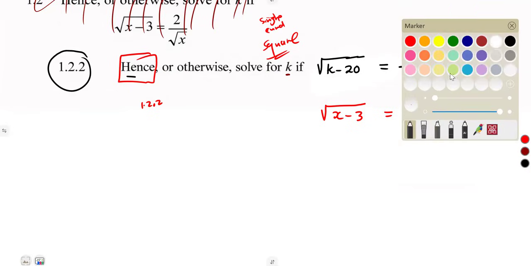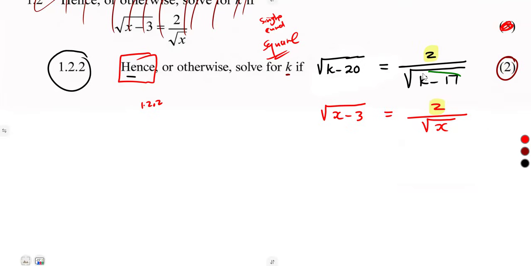What we have there is something under the square root. This part under the square root. This is also under the square root. So these two can be equated, 2 over the square root, 2 over the square root. So there's no way, guys, what is under the square root is supposed to be the same. So x is equal to k minus 17. That is what we can tell from here.